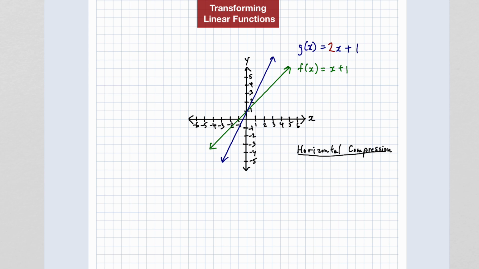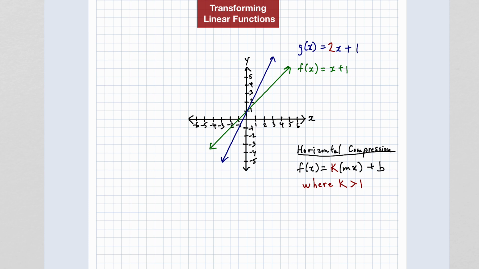And a horizontal compression has the following equation. F of x is equal to k times mx plus b. And just to clarify, this is when or where k is greater than 1. So in this case, for this function, g of x, we say that there's a horizontal compression of 2.